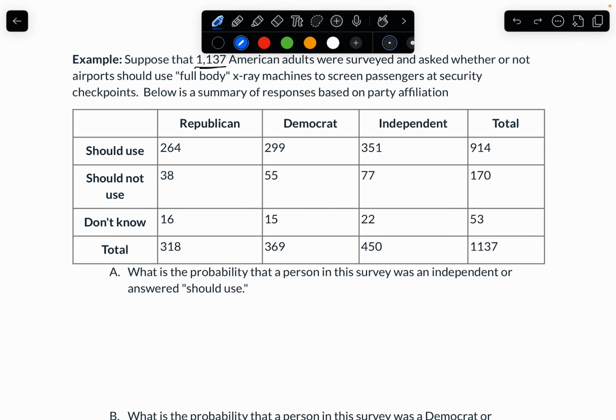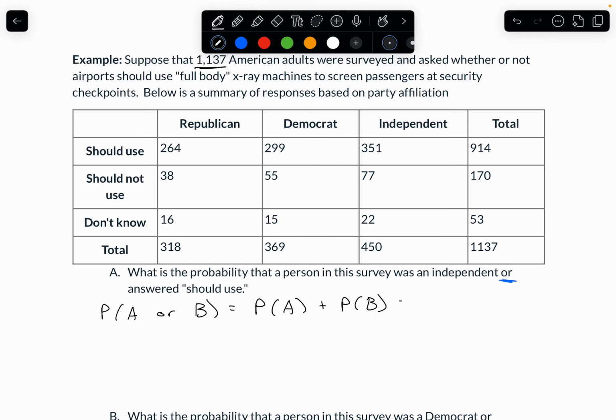Part A says, what is the probability that a person in this survey was an independent or answered should use? Now, that word "or" is the thing we want to look out for and the thing we're going to practice in this video. When we're talking about "or" probabilities, the formula for the probability of A or B is equal to the probability of A plus the probability of B minus the probability of A and B.